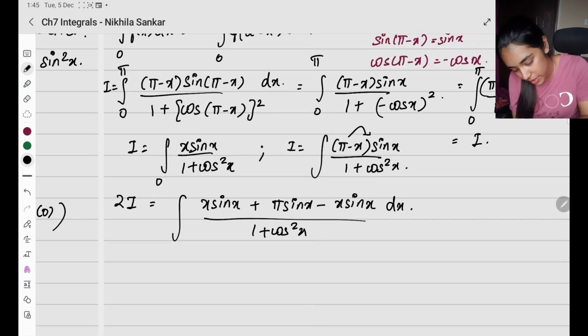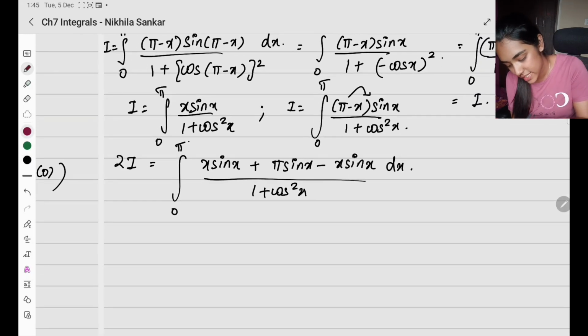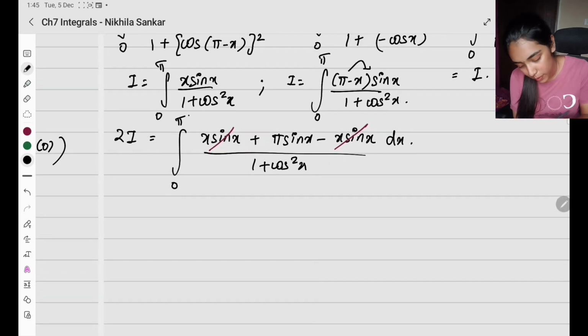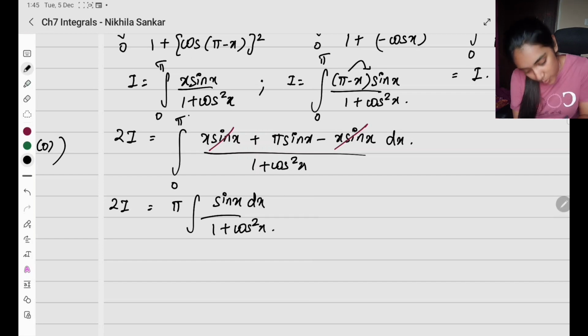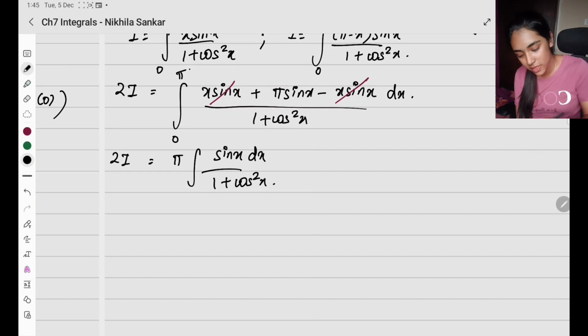Don't forget the limit. So I have 0 to pi. Now what happens? This gets cancelled. So x sin x, minus x sin x, cancel aayidudhu. So I'll be left with 2i equals pi, which is a constant, integral of sin x dx divided by 1 plus cos square x. So idukapra we can do a normal substitution method.